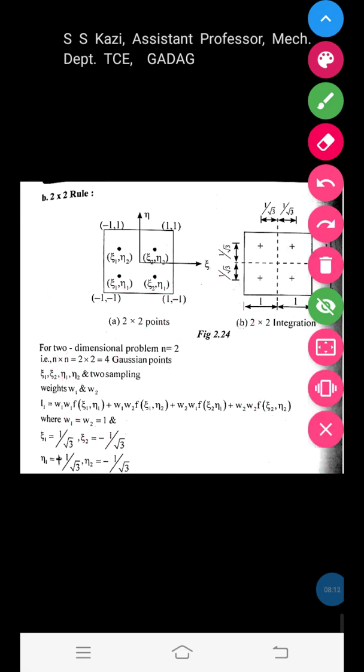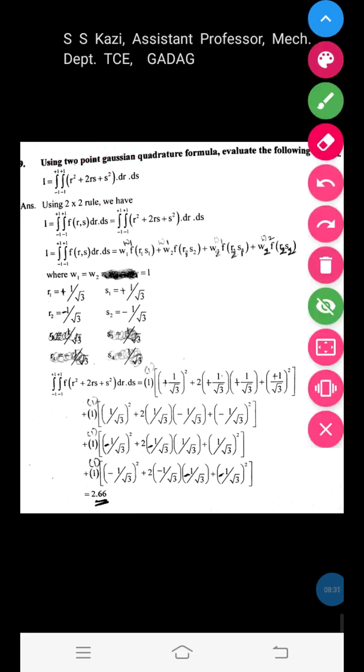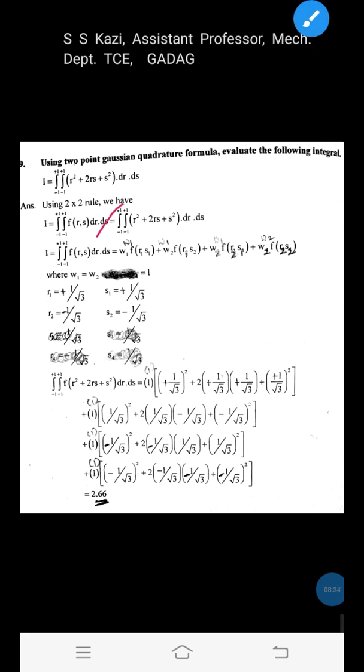Now let us take an example so that you will understand better how to evaluate the given integral from the limits -1 to +1. How to evaluate this particular integral of r square plus 2rs plus s square with respect to r and s. First, we will write this integral. This can be equated to w1 into w1 f of r1 s1 plus w1 into w2 f of r1 s2 plus w2 into w1 f of r2 s1 plus w2 into w2 f of r2 s2.